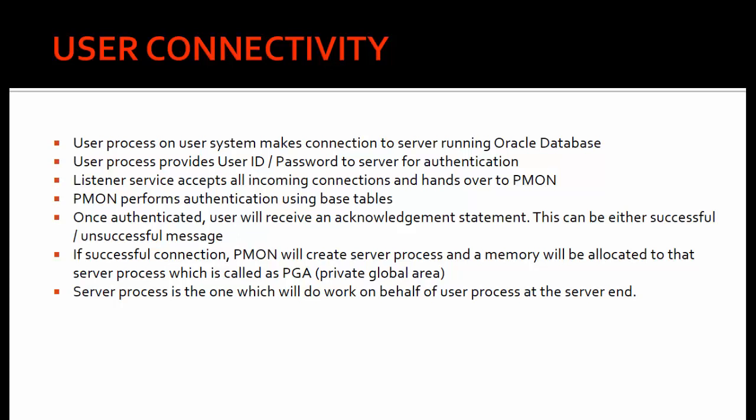Next, the user process provides user ID and password to the server for authentication. When you try to connect from your Windows machine to a database server, definitely you will have to pass your credentials. When you pass your credentials, you will be giving all the details like the user ID and password. Sometimes you also give the IP address and the port number also. User process on the user system is responsible to take this user ID, password, IP, port details from the user system and pass it on to your server.